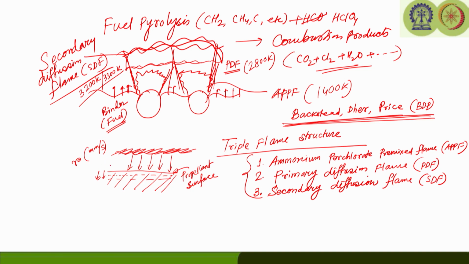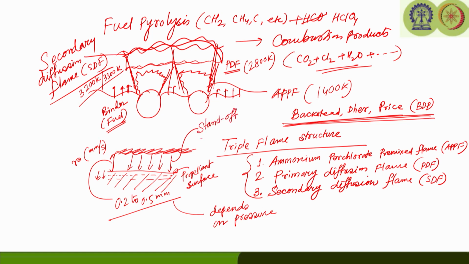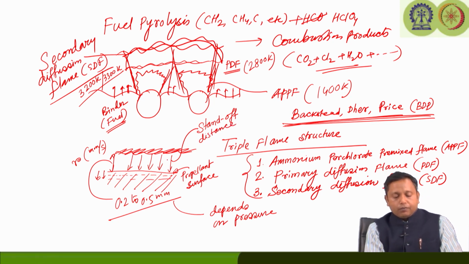Of course, the size of the ammonium perchlorate crystal and the pressure of the system will definitely have a major influence on the combustion process, which we can look at a little later. We need to remember that these three flame structures, the triple flame structure containing APPF, PDF and SDF, generally occur at close to 0.2 to 0.5 millimeter. Of course, that depends on pressure. Now, this distance is known as the standoff distance. The flame is at a height from the propellant surface, which is known as the standoff distance.